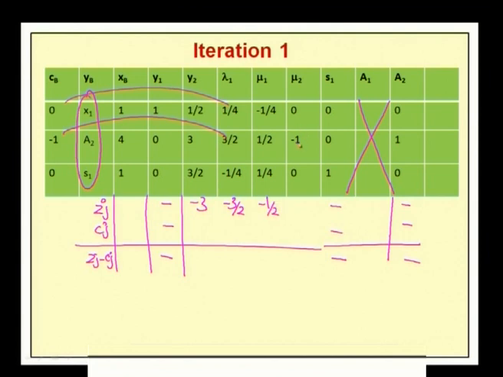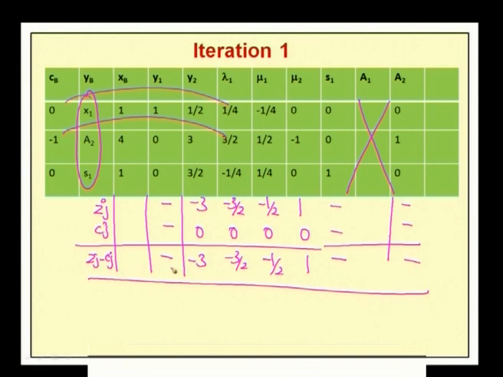For mu 2, we have 0 into 0 plus minus 1 into minus 1, so we have plus 1. That's all. Then cost for y2 is 0, cost for lambda 1 is 0, mu 1 is 0, mu 2 is 0. So the zj minus cj values are minus 3, 0, minus 3 by 2, minus 1 by 2. That's all. So now we have to check whether all zj minus cj are greater than or equal to 0.